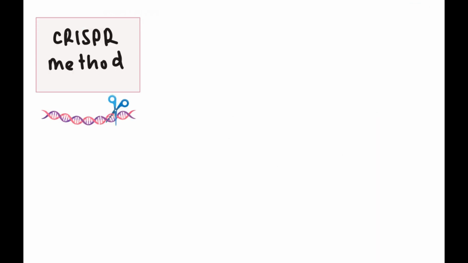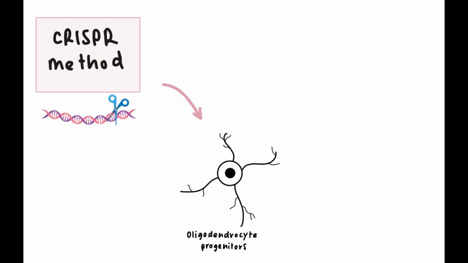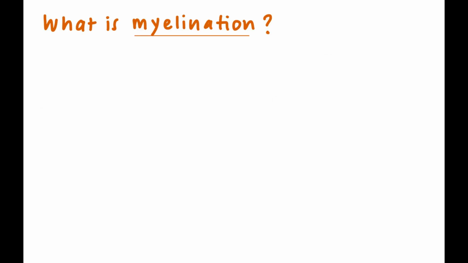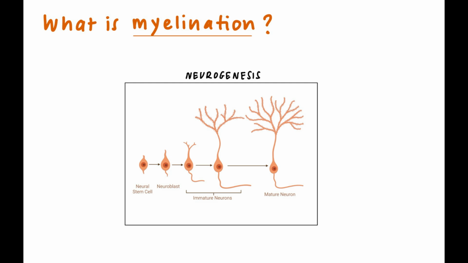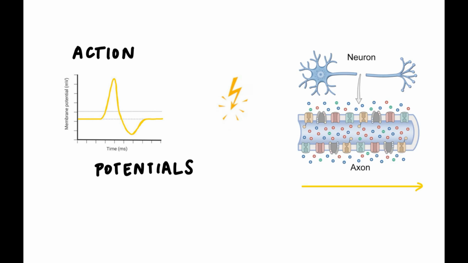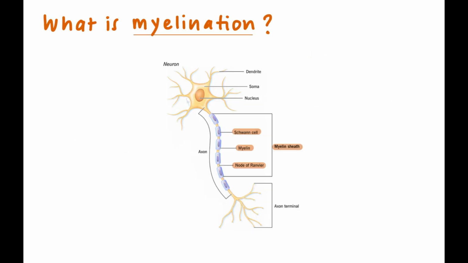The topic I would like to explore in this video is the use of the CRISPR method on oligodendrocyte progenitors to allow the remyelination of neurons. Myelination is a key process in the constitution of neurons, in other words, neurogenesis. It allows action potentials, which are electrical signals located on the membrane of those neurons, to be conducted properly all along the axon, as you can see on this drawing.